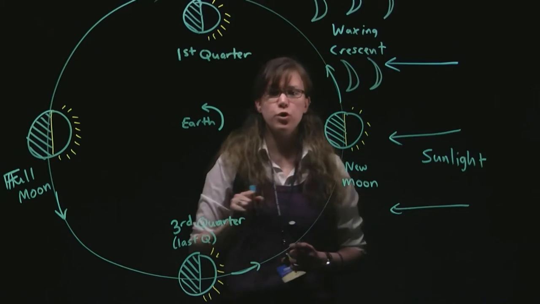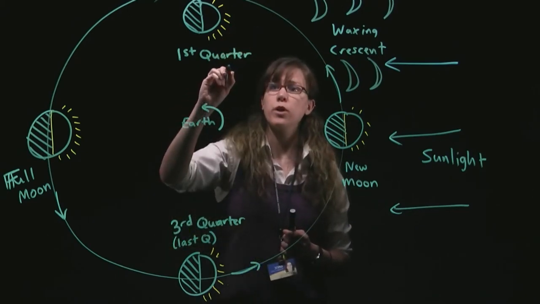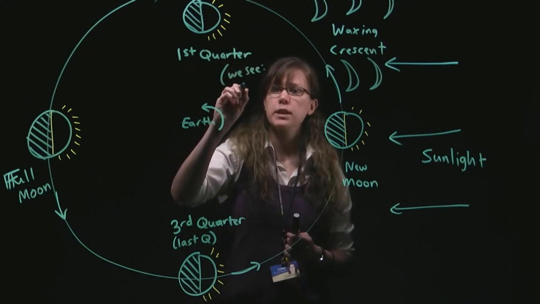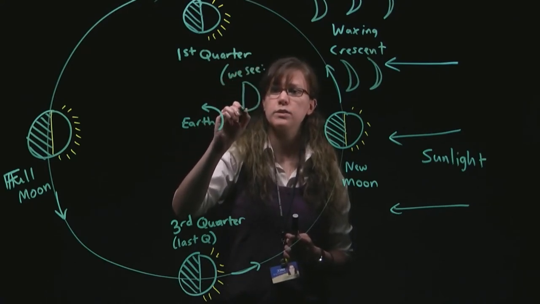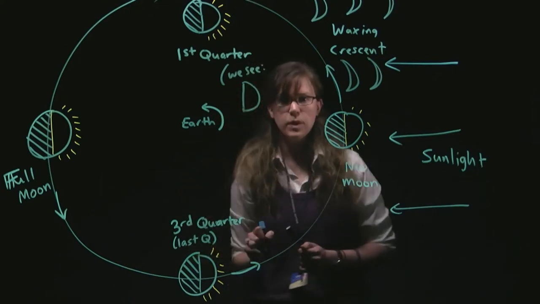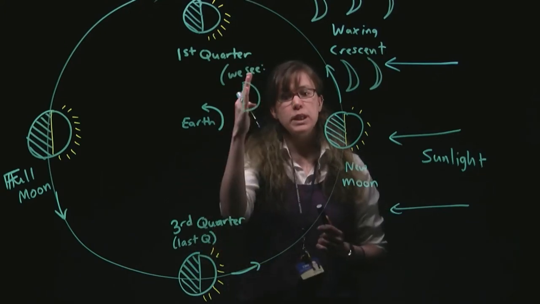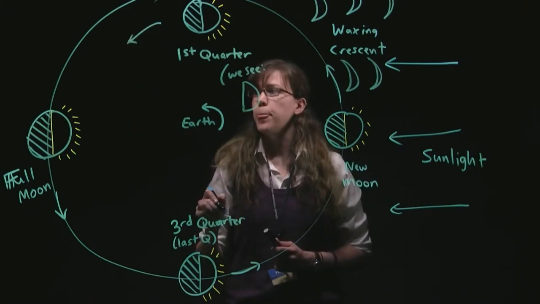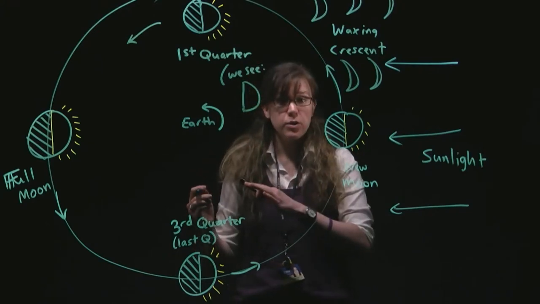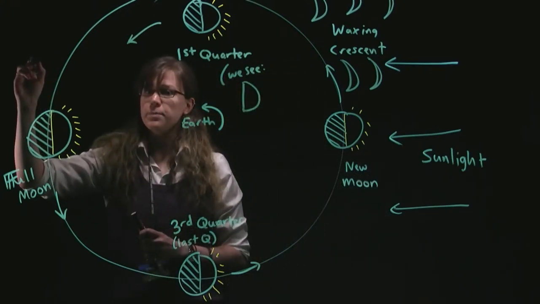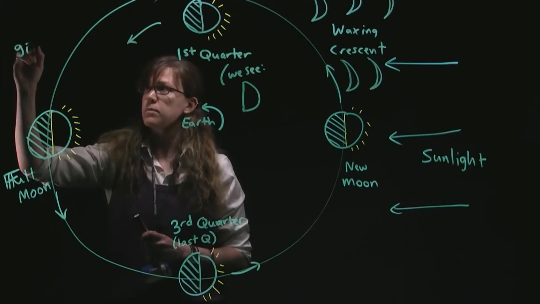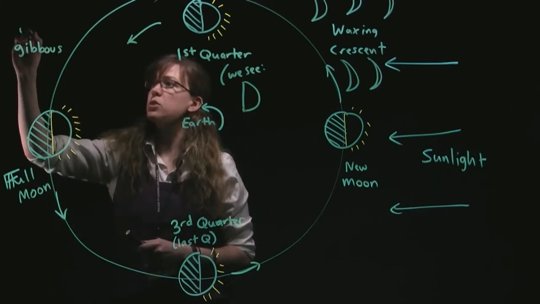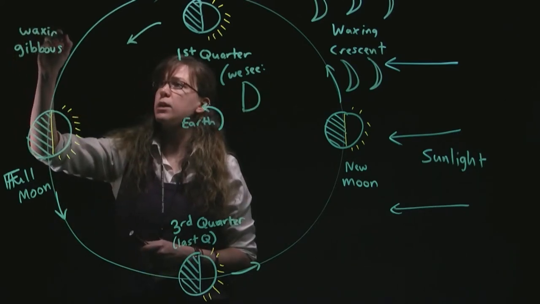And eventually for the first quarter moon, what we'll get from Earth is a half circle where this side is lit up. So the moon is getting lit up from right to left. From the first quarter over, we're seeing more than half a circle, and we have a word for that. That word is gibbous. And we're still getting more illuminated, so this whole section would be a waxing gibbous.